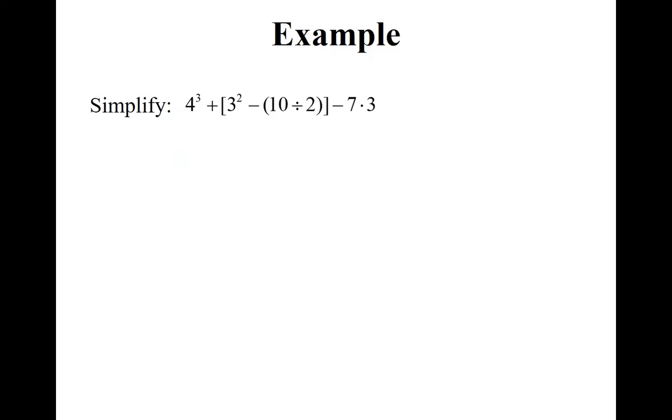So we really kicked it up a notch here. 4 to the third plus square bracket 3 squared minus parenthesis 10 divided by 2, close parenthesis, close square bracket, minus 7 times 3. Well, we have grouping symbols. Not only do we have grouping symbols, but we have grouping symbols inside of grouping symbols. Go to the innermost set. Inside of that, we have 10 divided by 2. 10 divided by 2 is 5. Do that and copy the rest down.